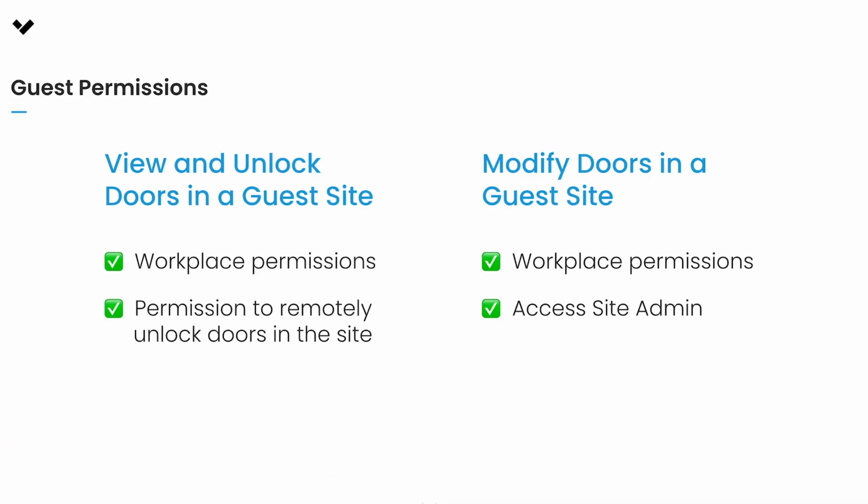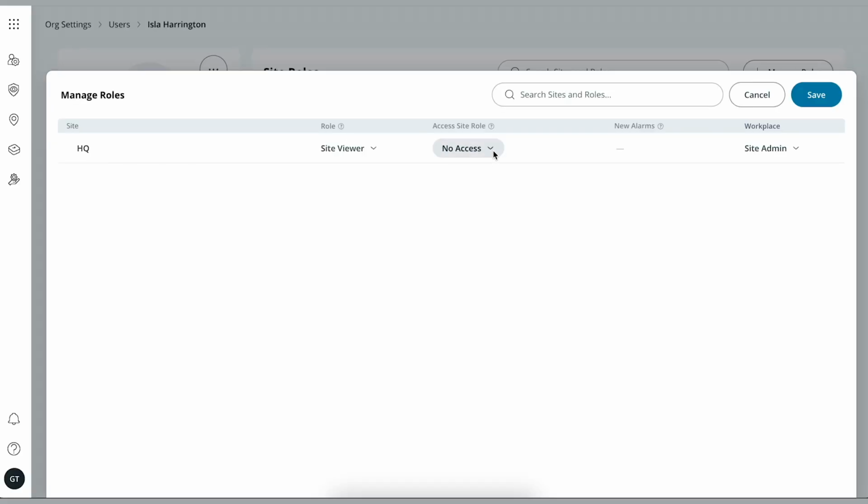In order for a user to view and unlock doors in a guest site, they will need to have the appropriate workplace permissions as well as the ability to remotely unlock the doors assigned to the guest site. If the user would like to modify the doors assigned to a guest site, they will need to have the appropriate workplace permissions as well as be an access site admin for the respective site. You are able to apply Access Site Admin permissions under Manage Roles by selecting the drop-down under Access Site Role and applying the appropriate permissions.